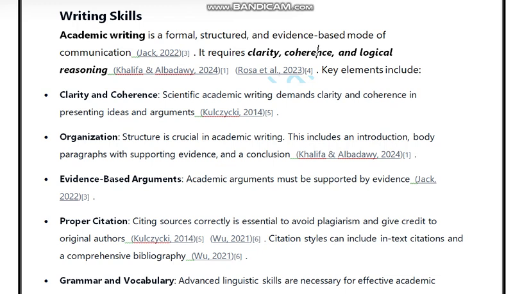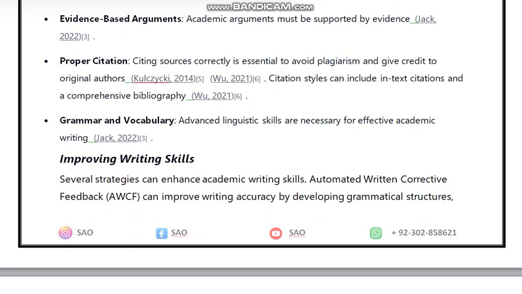Your arguments would be based on examples and evidence. Academic arguments may be supported by evidence, and in-text citation must be remembered. For example, if you are giving some talk to someone in writing, it must have a reference to who has talked about it. This means that you should provide an argument with reference. Then a proper citation: who has said what, in which year, and how and why it was said. So you have to provide proper citation for it. Citation style can be in-text citation or a comprehensive bibliography.